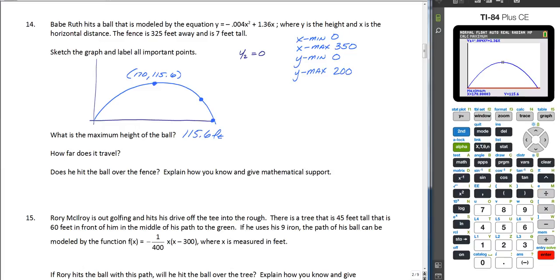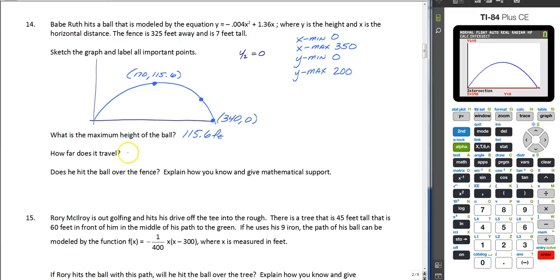How far does it travel? To do that, we need to find this x-intercept over here. To do that, you press second, calc, and then you just need number 5, intersect. And we're just going to scroll and scroll and scroll. But to be honest with you, as long as you're closer to that one than the other one, you can just go ahead and guess 3 times. And you get 340, 0. So this point is 340, 0.